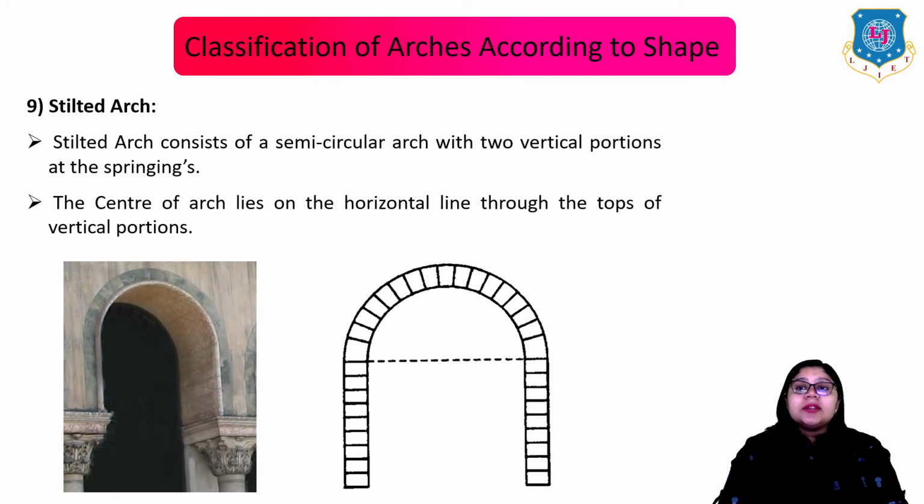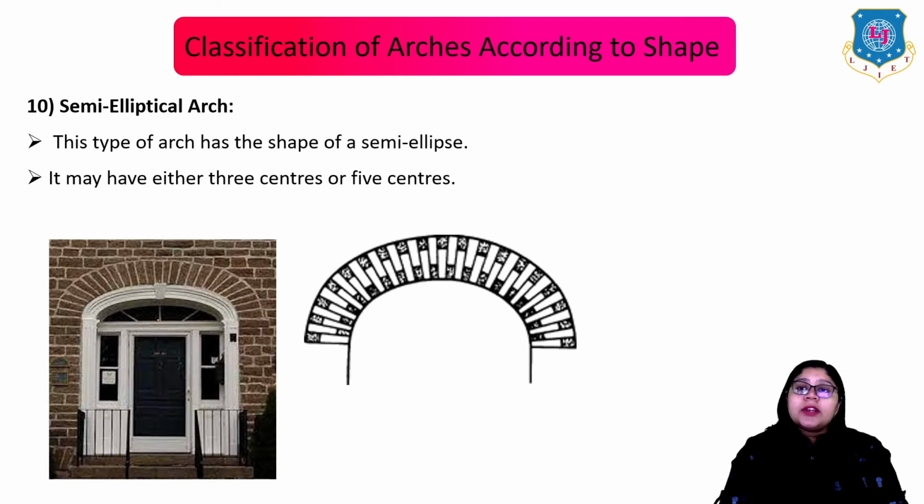Ninth one is the stilted arch. It consists of a semicircular arch with two vertical portions at the springings. So the center of the arch lies on the horizontal line through the tops of the vertical portions. And the last one is the semi-elliptical arch. This type of arch has the shape of a semi-ellipse. It may have either 3 centers or 5 centers as shown in this figure.